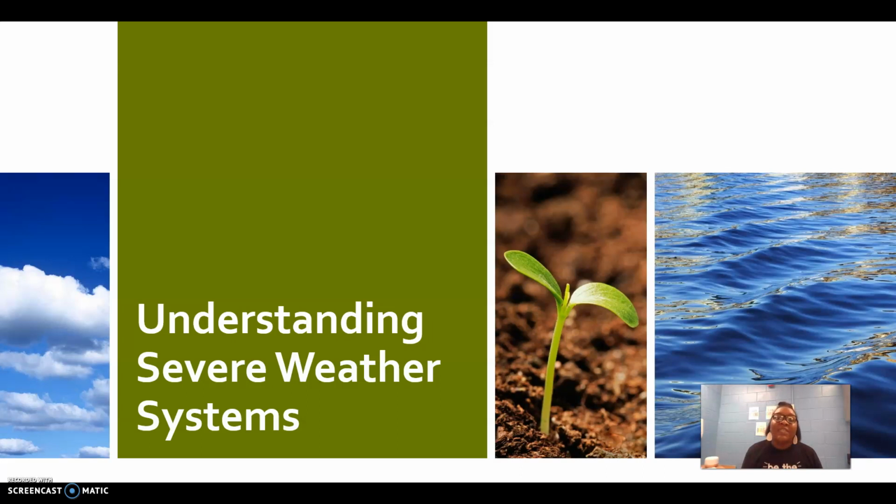Our learning objective today is to construct an explanation that illustrates how severe weather systems are created. So let's go ahead and get started. What I'm going to do through the lesson is underline or highlight the important parts or pictures that you need to draw in the lesson. Okay? So if Miss Neville doesn't highlight it, you don't need to write it down.